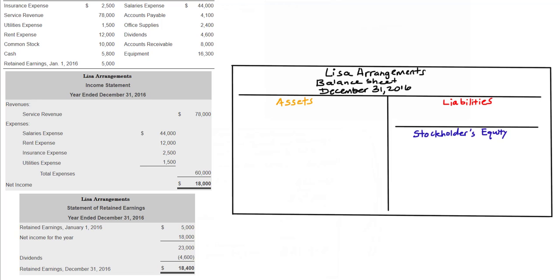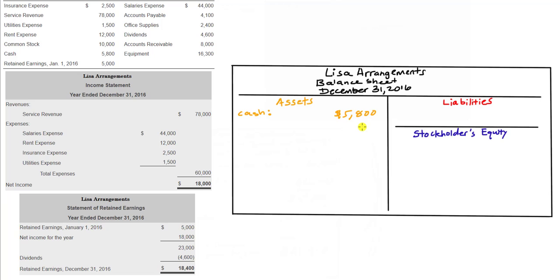Okay, so let's start with the left side of our accounting equation. As of December 31st, what assets do we have? Start at the top with the most liquid of assets. Cash is perfectly liquid because it is cash. We have a cash account balance. How much cash do we have in our business at this moment? $5,800.